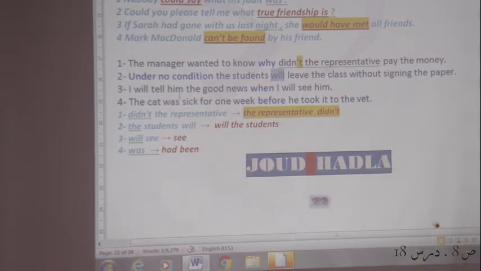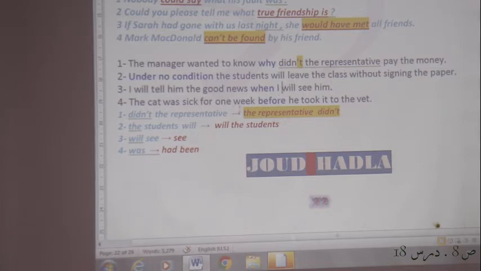Now, I will tell him the good news when I will see him. Again, we talked about when, as soon as, until, till, etc. And we told you that there is no future after these words. We only use the present simple. So I will tell him the good news when I see him. Drop will. Okay? So the correct answer would be I will tell him the good news when I see him. Not will see him.